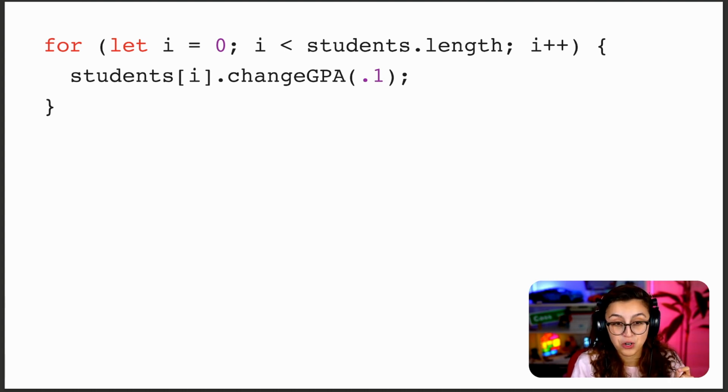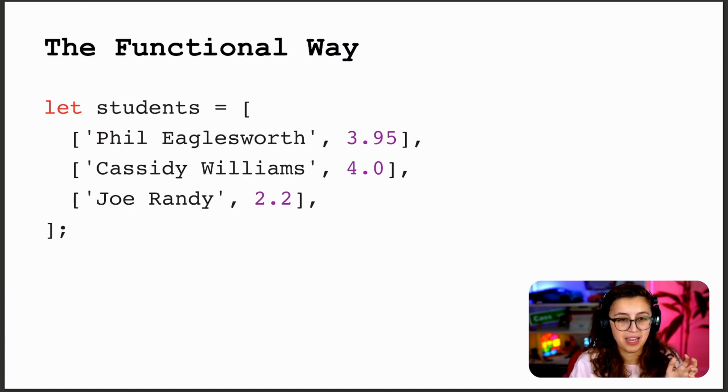Now, in the functional way, it's a little bit different. Let's just say we have our students again. We have Phil Eaglesworth, Cassidy Williams, and Joe Randy. We have just an array where in each part of the array, we have a string for the name and then a number. This is how you might initialize the students, and you'll notice that these are very just plain arrays or tuples or strings, numbers.